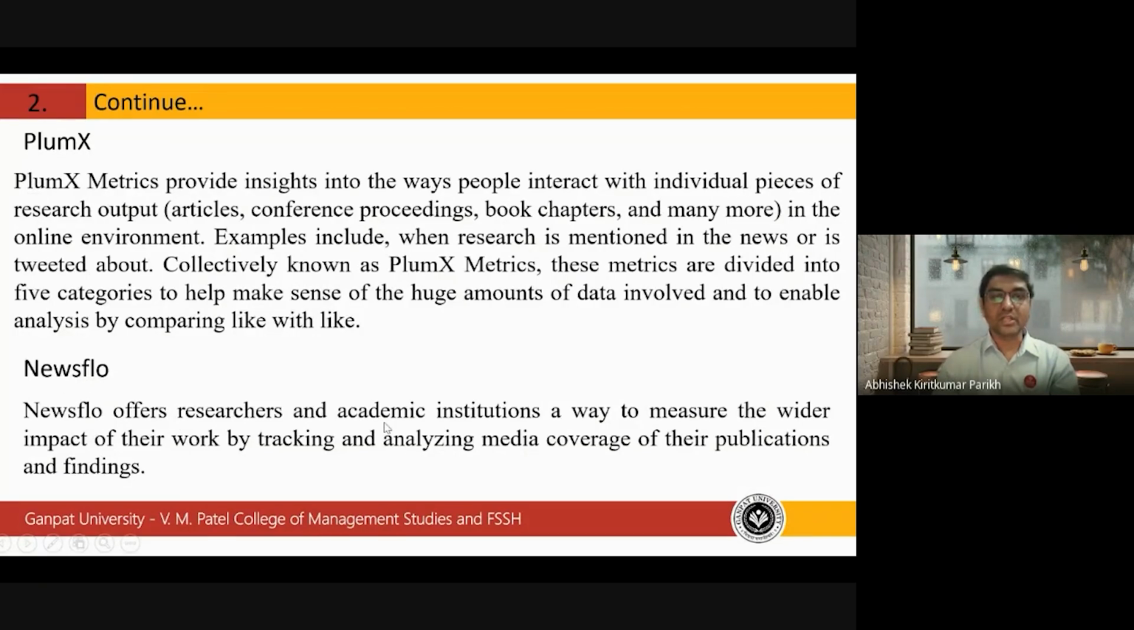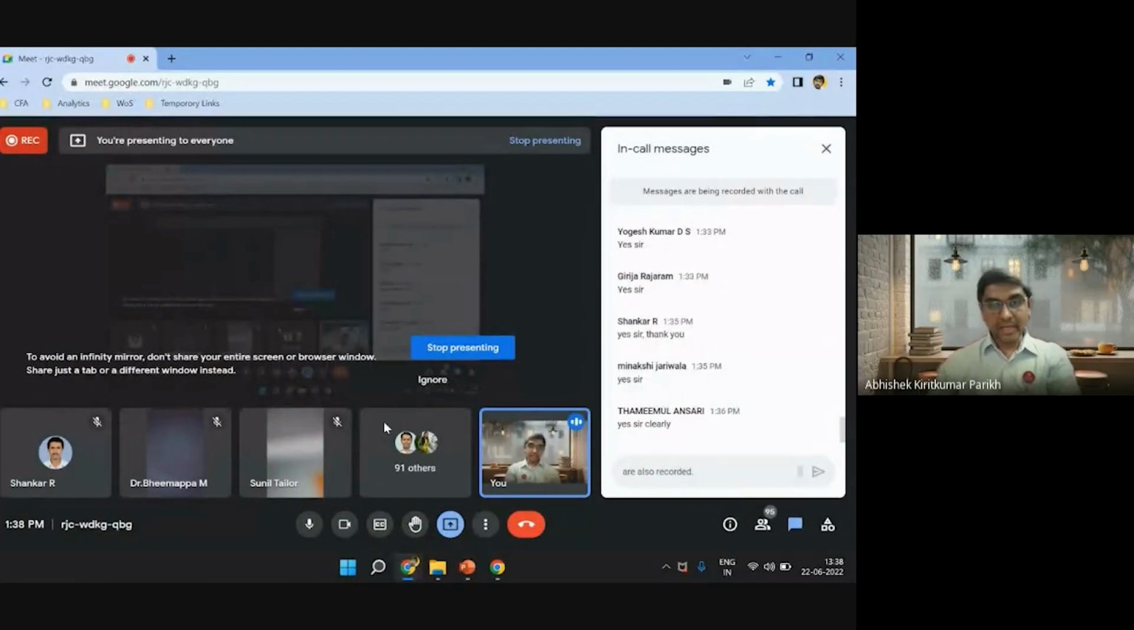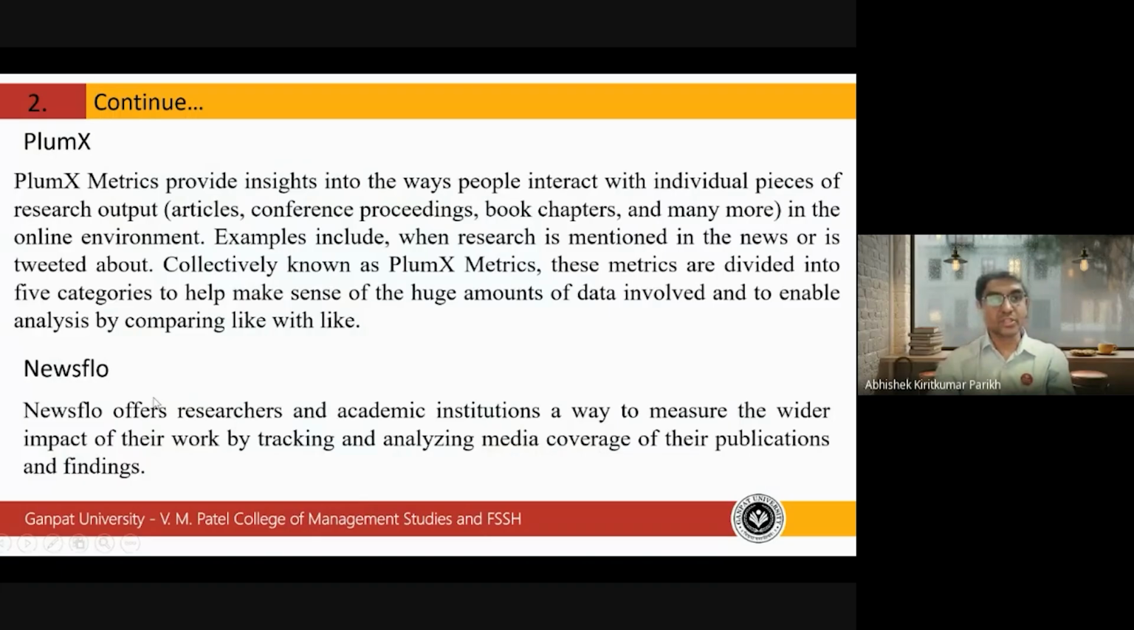NewsFlow offers the researcher, academician and institute a way to measure the wider impact of their work by tracking and analyzing the media coverage. So social media, Facebook में कहाँ पे हो रहा है, 50 जगह पे Facebook पे like आया, feedback आया, it means that they are reading it. Sometimes it is also possible that reading is very wide, but there may not be any citation. So reading is also important, right? So that's covered in NewsFlow.